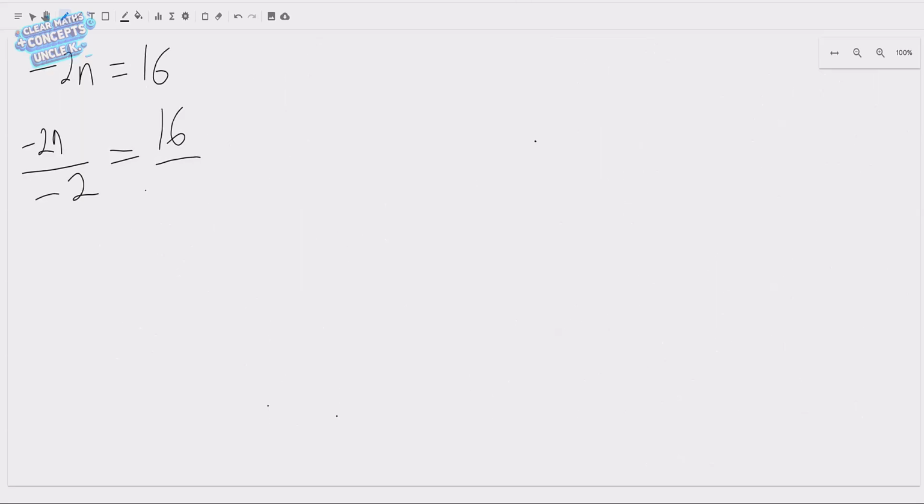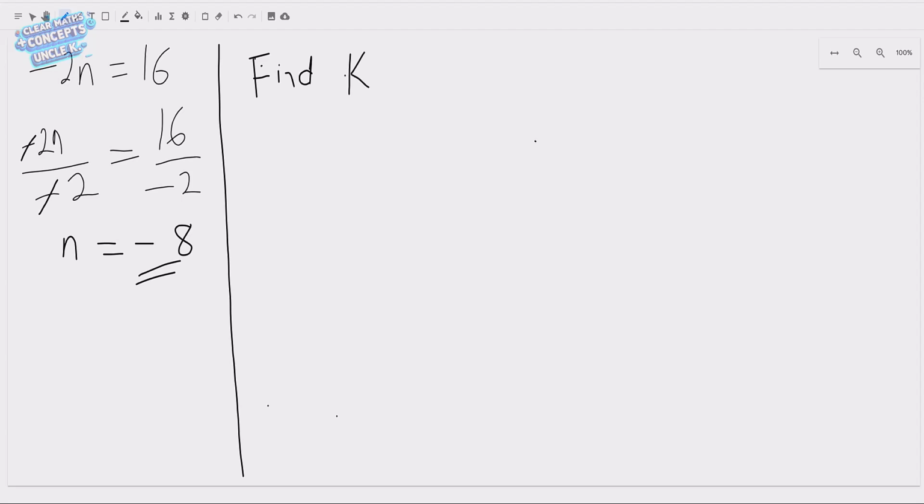So you have minus 2n equals 16, right? This cancels this. 2 cancel 2. So you have n is what? Minus 8. I hope that's clear. Alright, so I'll do one more on this law before we go to the next one.